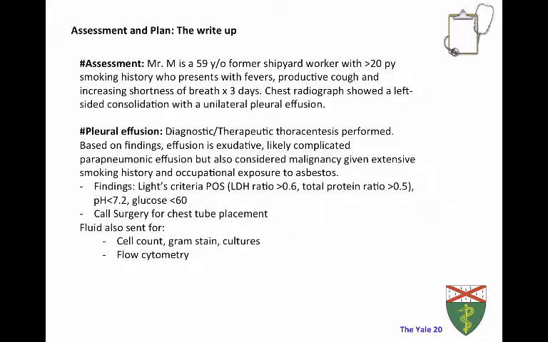Based on those findings, the effusion is exudative, likely a complicated parapneumonic effusion, but you're also considering malignancy given the extensive smoking history and the occupational exposure to asbestos. Light's criteria on the fluid already obtained demonstrated an LDH ratio greater than 0.6, a total protein ratio greater than 0.5, a pH less than 7.2, and a glucose less than 60, all of which show an exudative effusion with concerning features. Surgery has been called for chest tube placement, and the fluid is also sent for cell count, gram stain, culture, and flow cytometry.